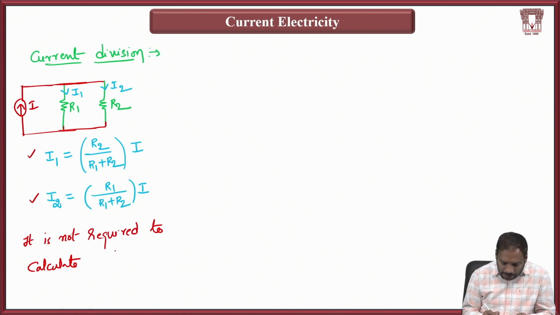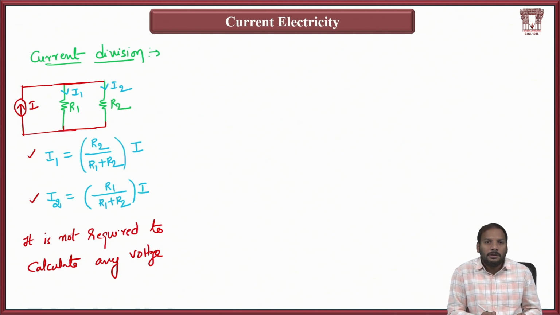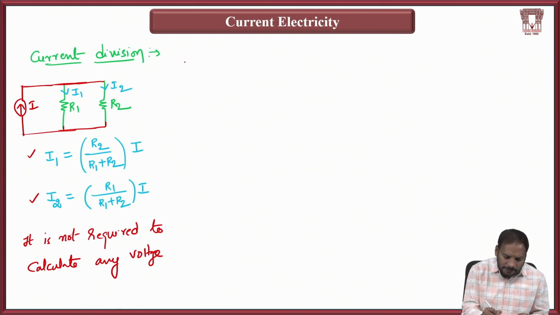So it is not required to calculate any voltages. Simple. If you understand the beauty of the voltage division principle, it is not required to calculate the value of currents. Similarly, if you see the beauty of this current division principle, it is not required to calculate any voltages. So that is the straightforward advantage of this current division principle.